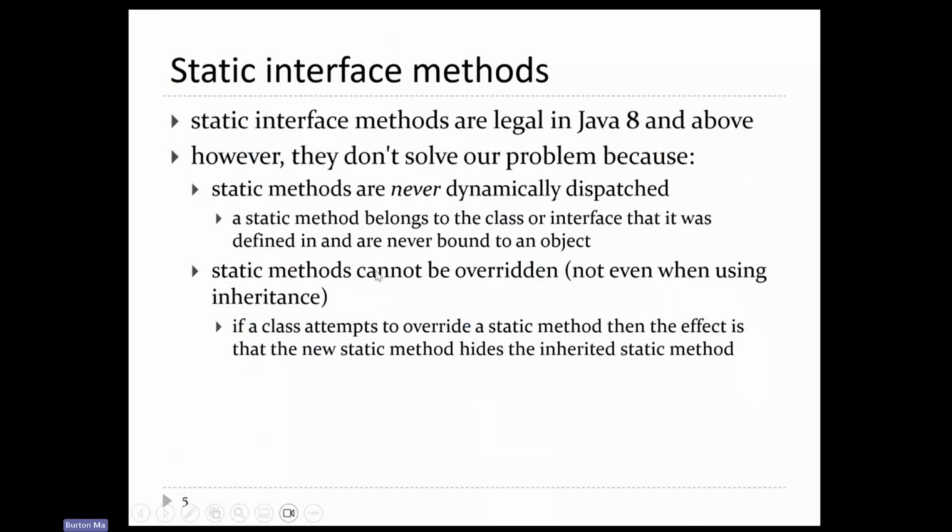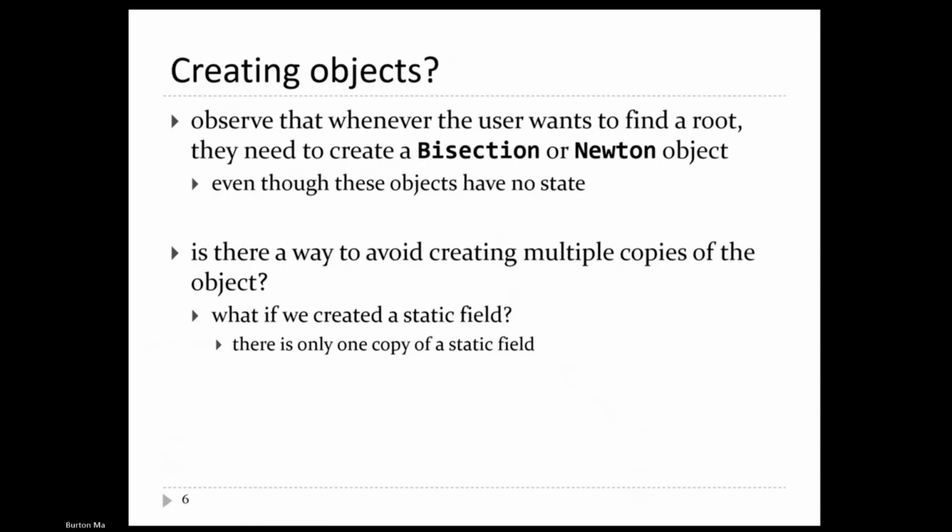You also can't override a static method. This is something else I didn't tell you, right? Not even when you use inheritance. If you try to override a static method, first of all, Eclipse will complain if you put the @override tag in. But second, all that ends up happening is that you don't actually make an overridden method. What ends up happening is you make a new static method that belongs to the subclass. And so the static methods don't behave the way you want them to in inheritance. All right.